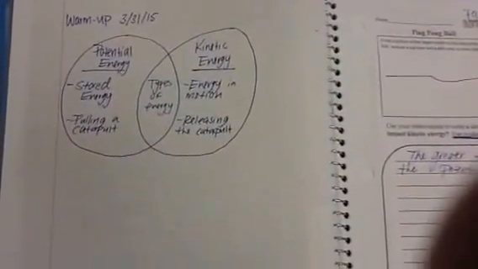On page 69 is your Venn diagram for March 31st, and across from that is your stations for potential and kinetic energy. We have Station 1, Station 2, and Station 3 on the notebook paper.